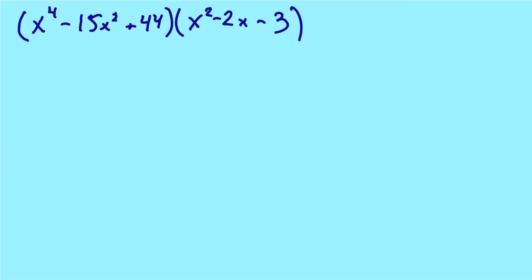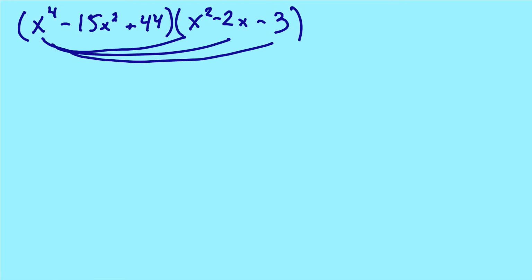Alright, so from the previous page, remember, I'm going to just continue this. X to the 4th goes to everything. Gives me x to the 4th times x squared is x to the 6th. X to the 4th times minus 2x is minus 2x to the 5th. X to the 4th times minus 3 is minus 3x to the 4th.